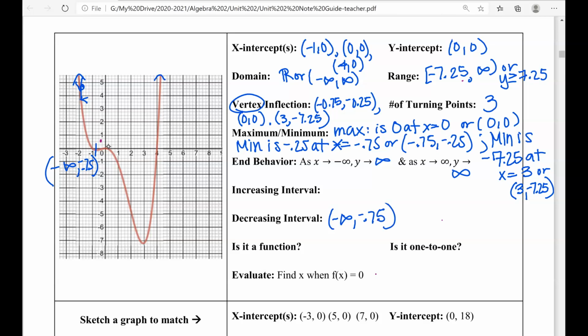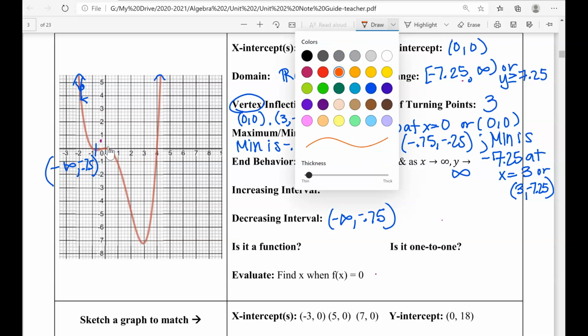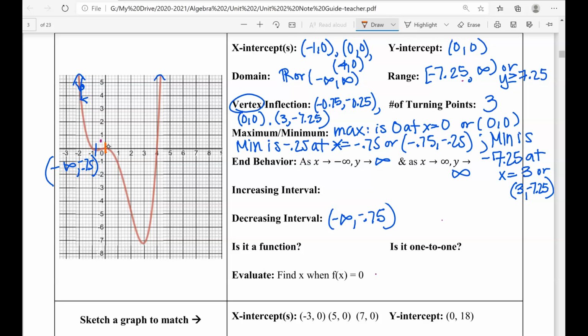Then let's check out the next, let me get a different color pen. Next vertex, which is this guy right here. That's not a big hike, but it's still a going upward trend. Can you see that right there? So that tiny piece is an increasing, and that increasing piece is negative 0.75, and it ends at 0. Next, we are going to find this right here.